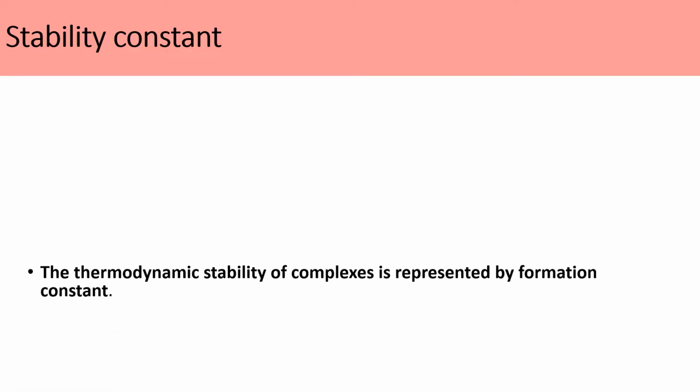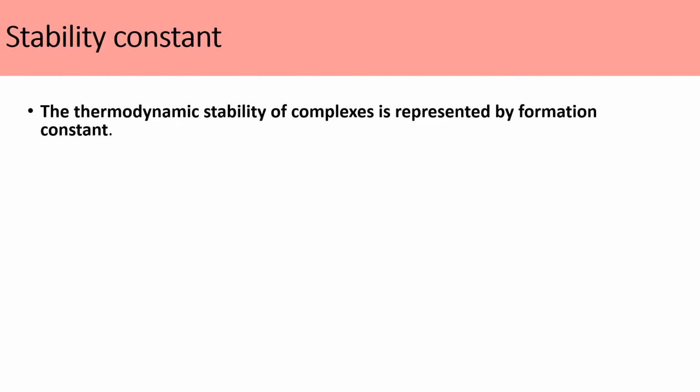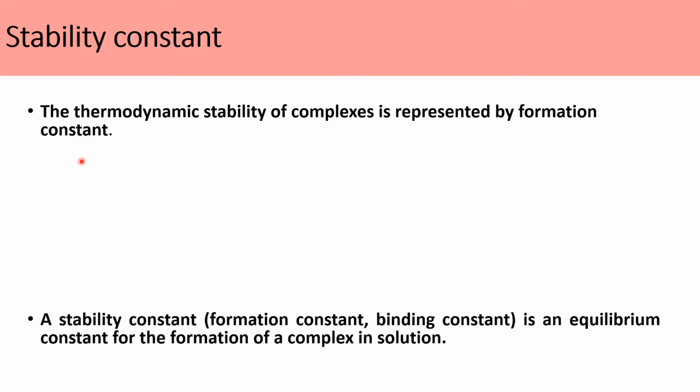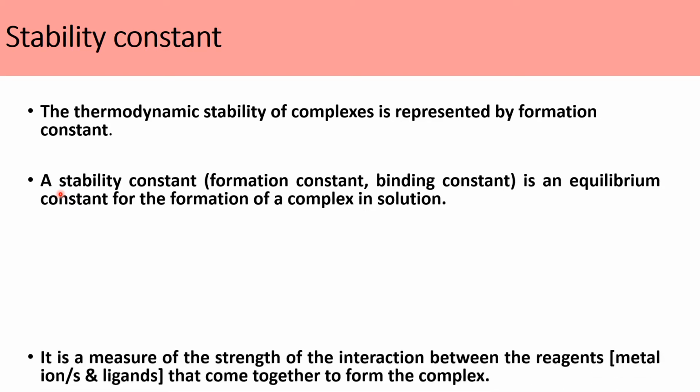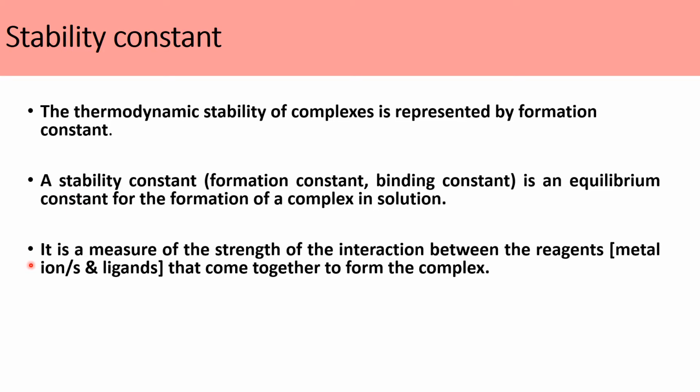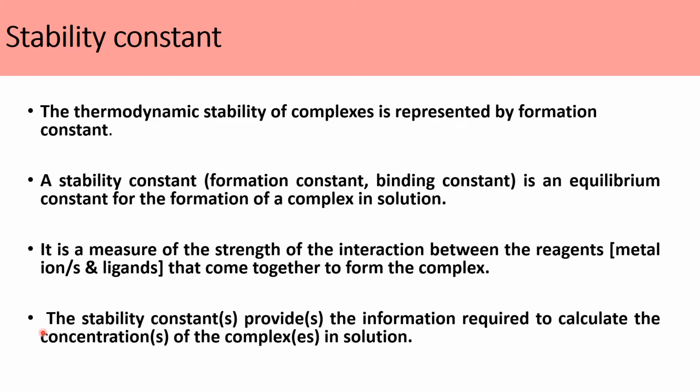Stability constant. The thermodynamic stability of complexes is represented by the formation constant. A stability constant, also known as formation constant or binding constant, is an equilibrium constant for the formation of a complex in solution. It is a measure of the strength of the interaction between the reagents, metal ion and ligand, that come together to form the complex. The stability constant provides the information required to calculate the concentration of the complex in solution.